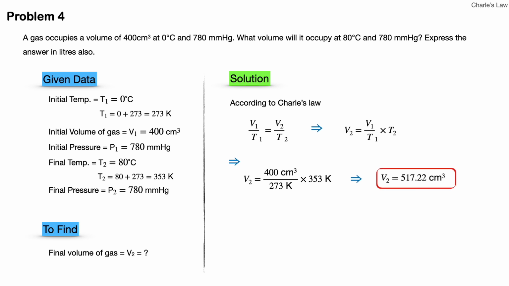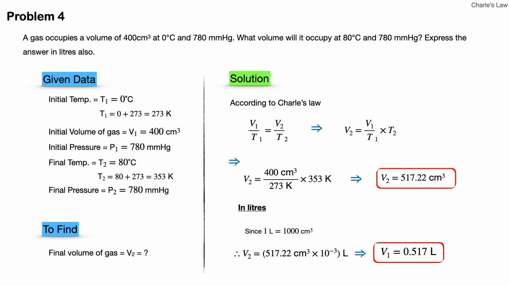Our volume is 517.22 cubic centimeters. Since you are asked to express your answer in liters also, you have to convert it into liters. How can you do it? We know that 1 liter is equal to 1000 cubic centimeters. You know how to convert units, we have already learned it. Therefore V2 is equal to 517.22 times 10 raised to the power minus 3 liters, and we get 0.517 liters. Sorry, it should have been V2.